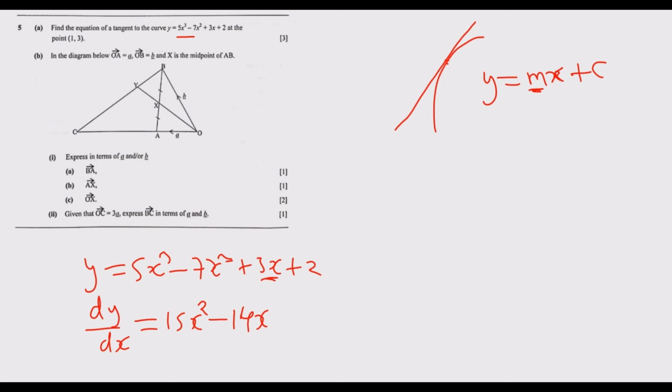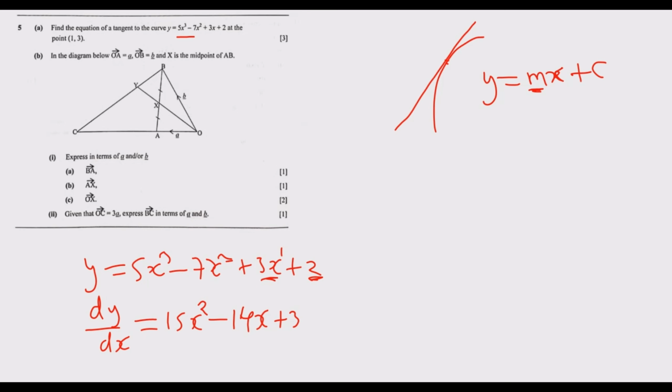Then we come to 3x. It means x has the power 1, so it's 1 times 3, we get a positive 3, then x to the power 1 minus 1, so it's x to the power 0. Anything to the power 0 is 1. 1 times 3 is 3. Then we have this constant, 2. When x changes, the 2 will not change because it's a constant, so the change there is 0. That's why this one just drops out. So then we remain with this.